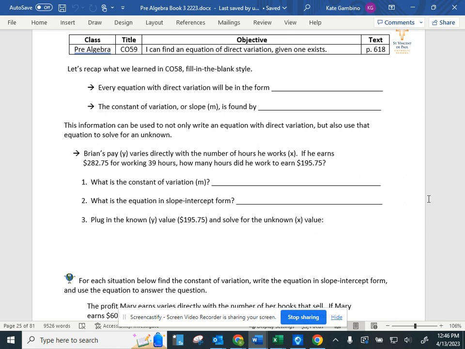So we're being told, yes, there is going to be a direct variation. It is proportionate. So let's review.